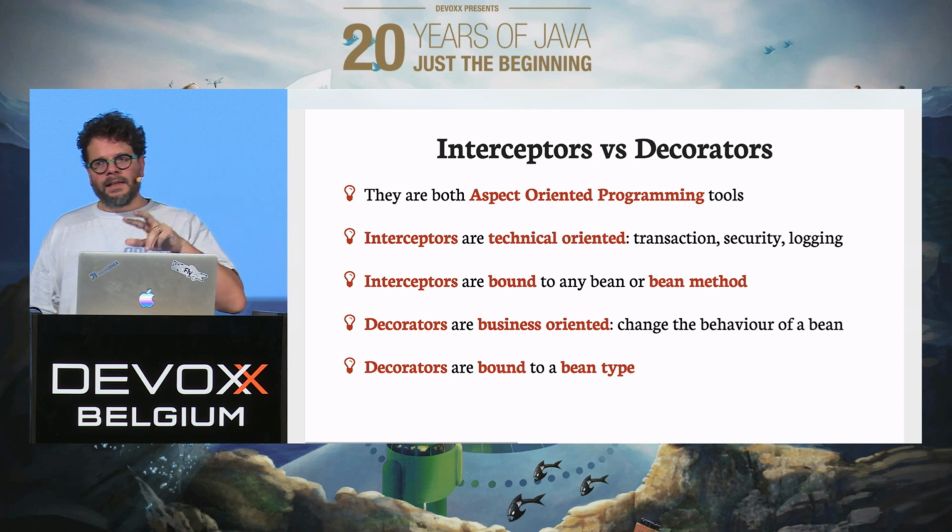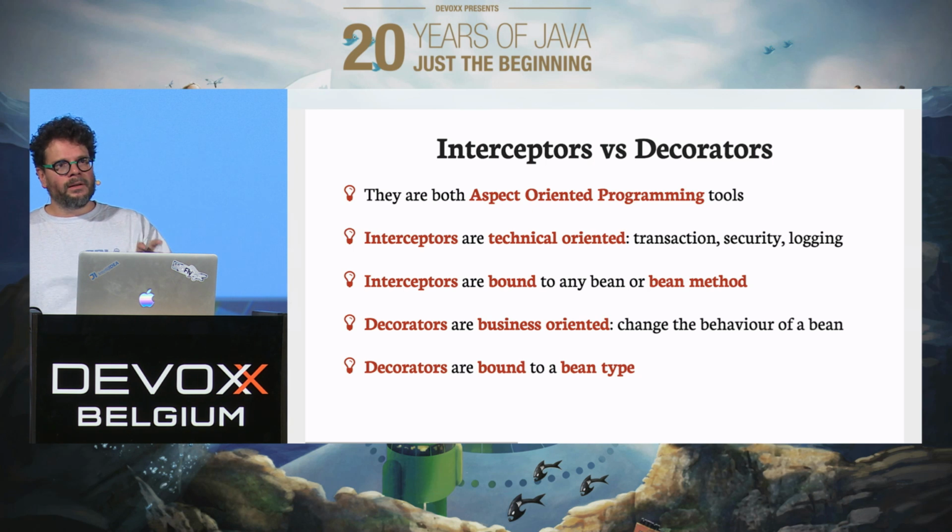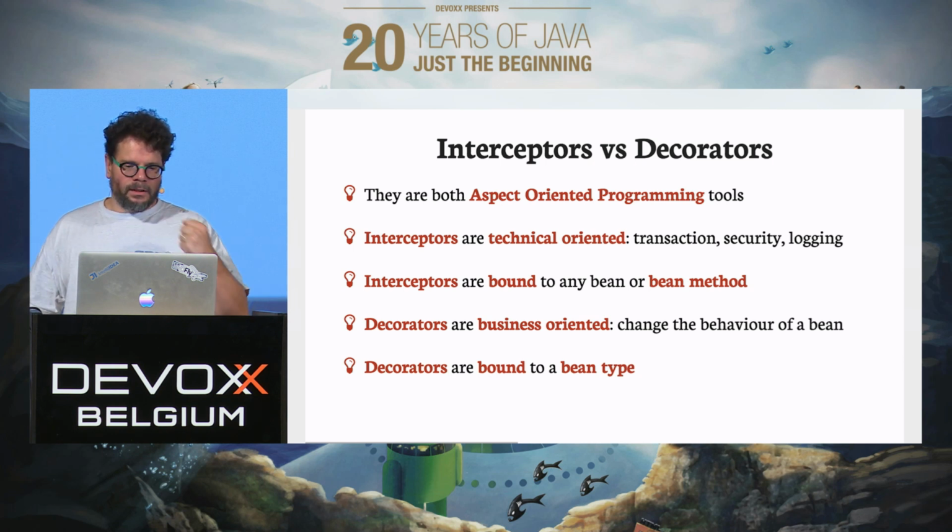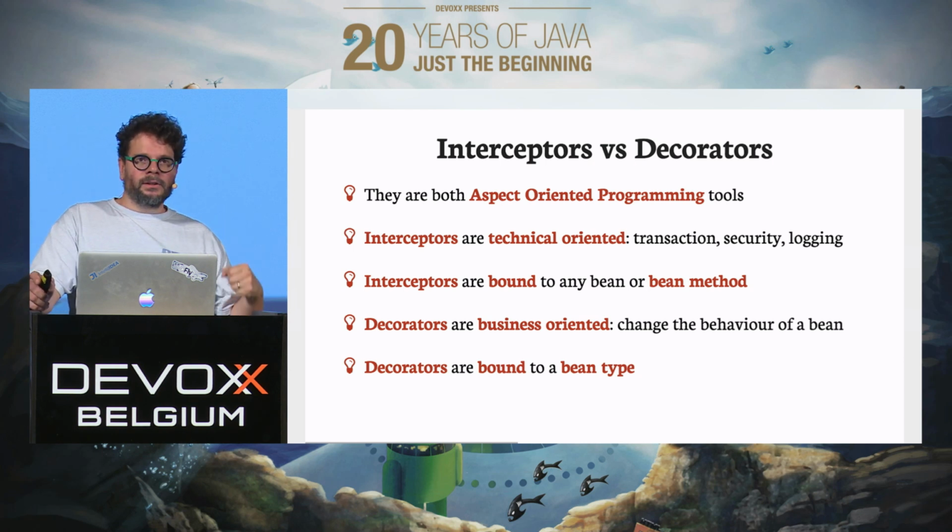The difference is that the decorator knows about the code it is decorating. For the interceptor, it's more complicated. It knows about the context it is decorating, but it doesn't know about the business nature of the bean. Decorators are not bound to a given set of classes. They are bound to a bean type. So you can say, okay, I decorate this bean type.